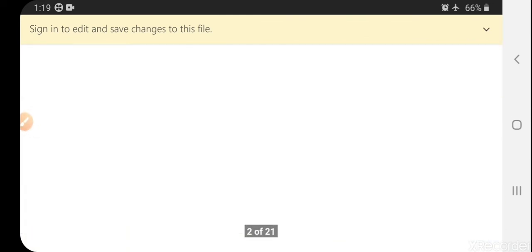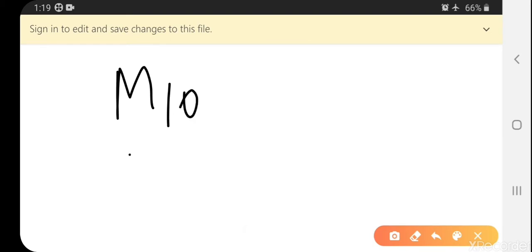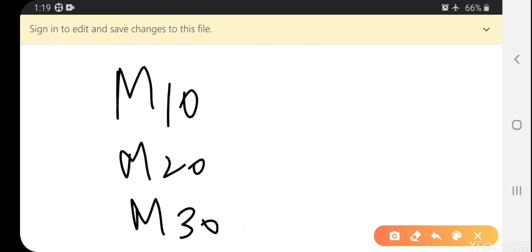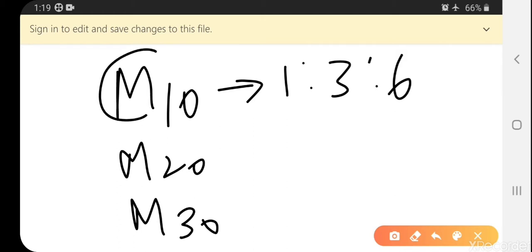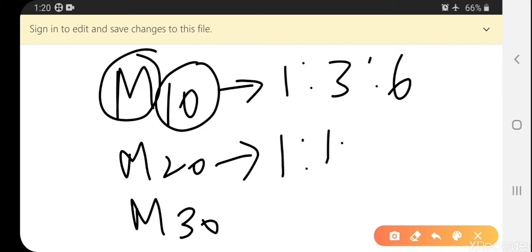For example, we have taken M10, M20, M25, M30. For M10, 1 is to 3 is to 6. This will be our mix design proportions. M indicates mix, 10 indicates the compressive strength of the concrete. Similarly, for M20, 1 is to 1.5 is to 3.